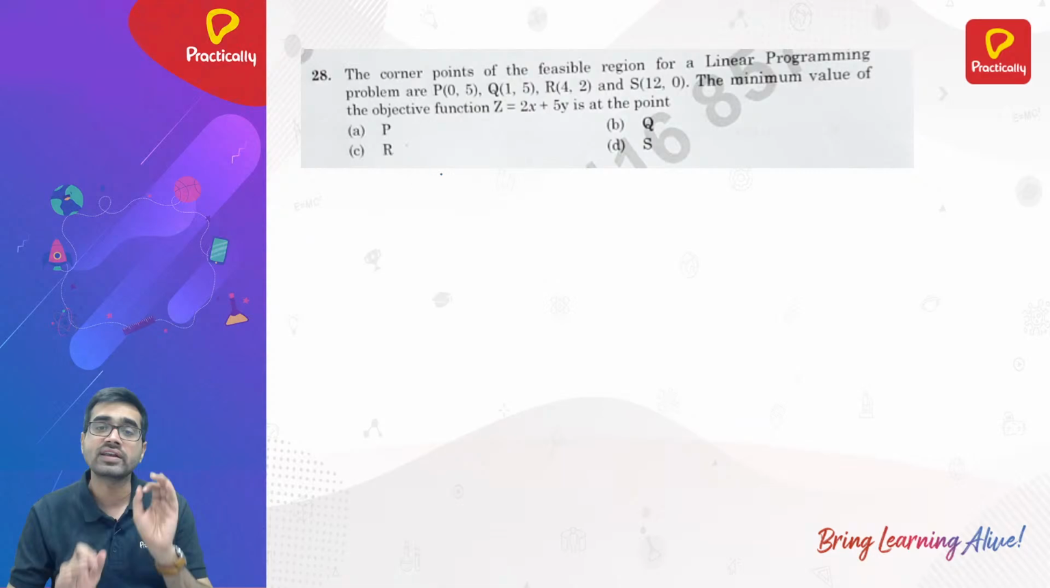The corner points of the feasible region for a linear programming problem are given. The minimum value of the objective function is at the point. You just apply common sense, which is very common now.